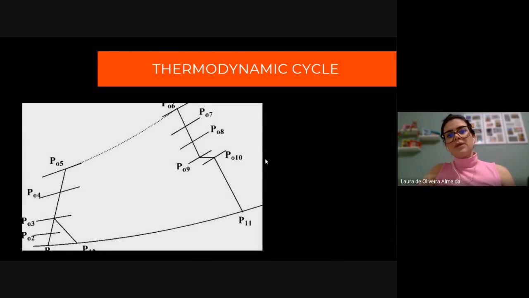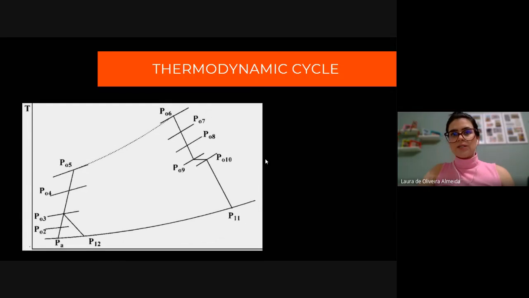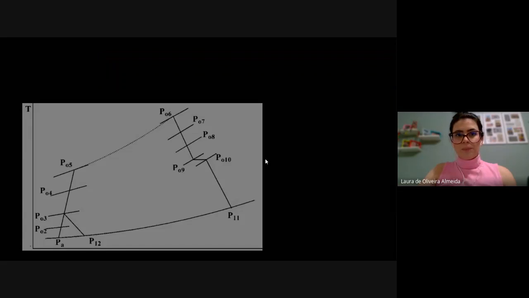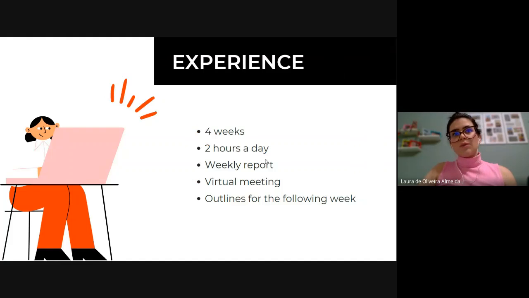Finally, the thermodynamic cycle of turbofan engines was studied. Since the same cycle represents the three highlighted engines, they can be explained in a summarized way by the diagram below. All the studies presented were divided into 4 weeks, in which I worked 2 hours a day, producing a weekly report on the activities developed. Once a week, I had a virtual meeting with my supervisor to show the work done and receive outlines for the following week.